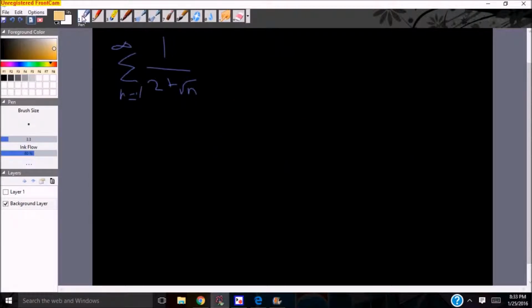Okay, so we've realized that we cannot choose 1 over root n. We have to come up with some other choice. And we need something that we know about that is either bigger than this and converges, or is smaller than this and diverges. Remember, those are our two options. We either need something bigger that converges, or smaller that diverges.